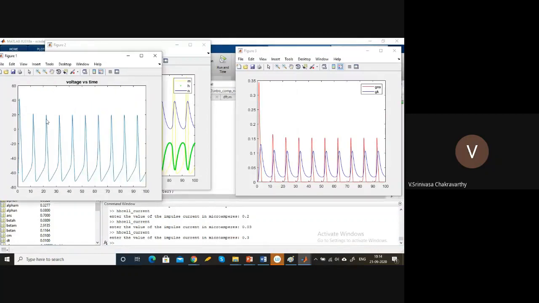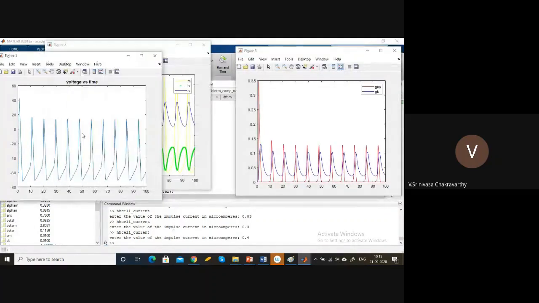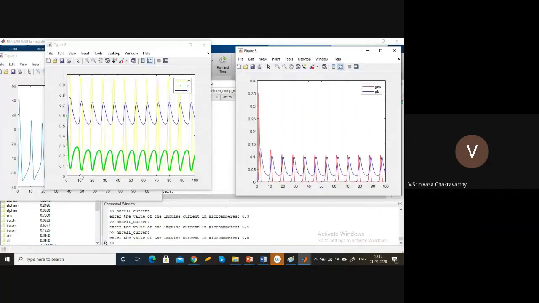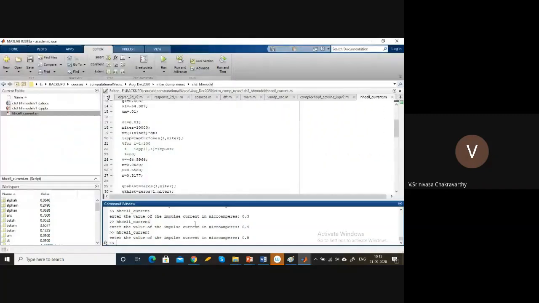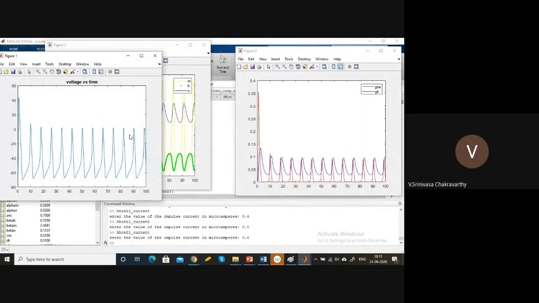At 0.3, it has again come down even further. It's come to 20. Peak value has come to 20. At 0.4, it's almost like 15. Peak value is almost 15. At 0.5, right, it's come down further. At 0.6, right, it's almost touching 0.